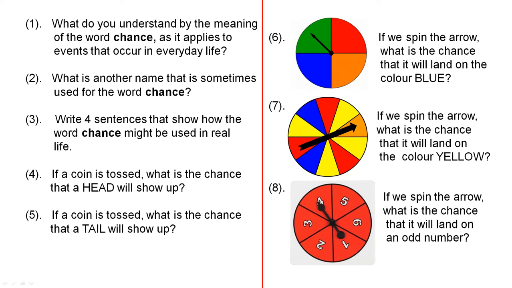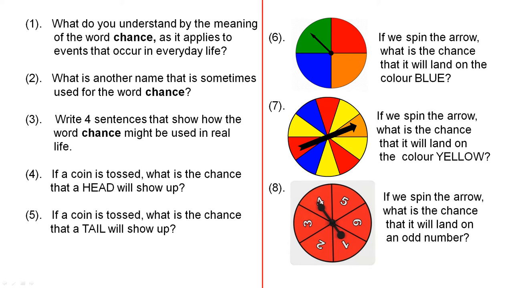Number 4, now to illustrate how chance actually works, we have some examples using a coin. A coin is probably one of the simplest examples we can use to demonstrate how chance works. And the question is, if a coin is tossed, what is the chance that a head will show up?